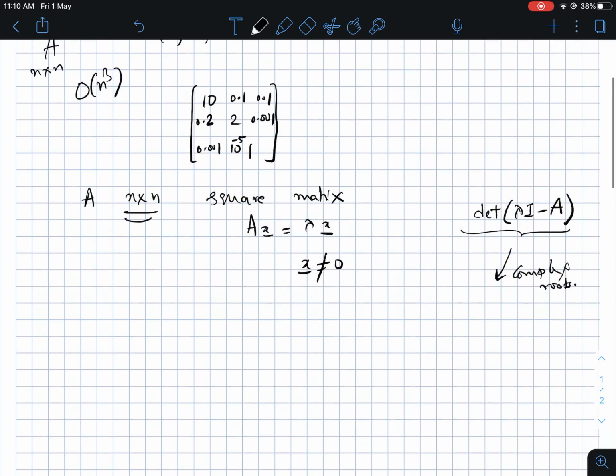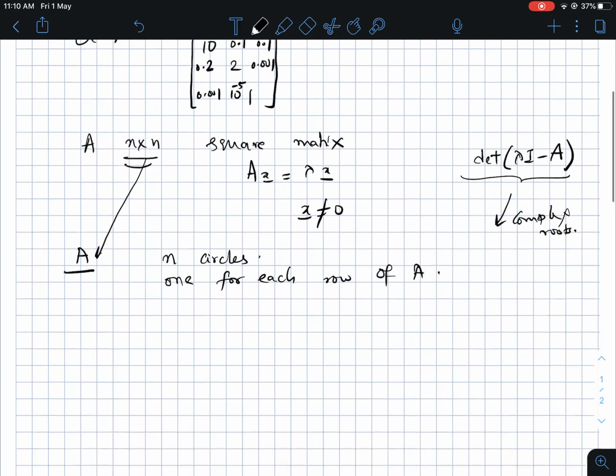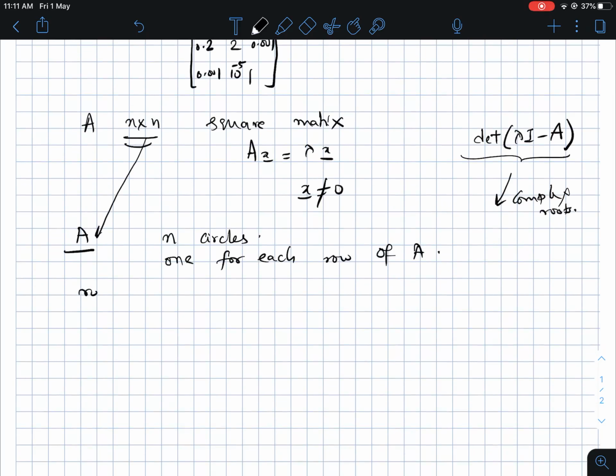What I'm going to do is construct circles in the complex plane. Starting from the matrix A, which is n cross n, I'm going to construct n circles. The n here is the n in n cross n. I'm going to construct n circles, one for each row. For row 1, I'll construct circle 1 by taking the center to be the diagonal entry A11. This will be the center, and the radius I'll define in a minute.